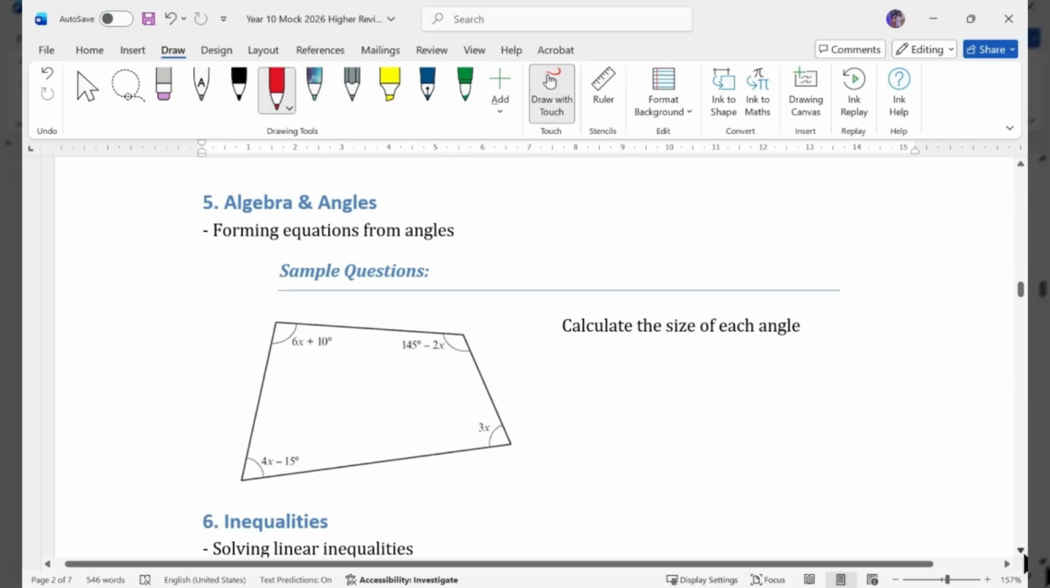Right, earlier on, we learned about angles. We learned this fact earlier on as part of our angle facts.